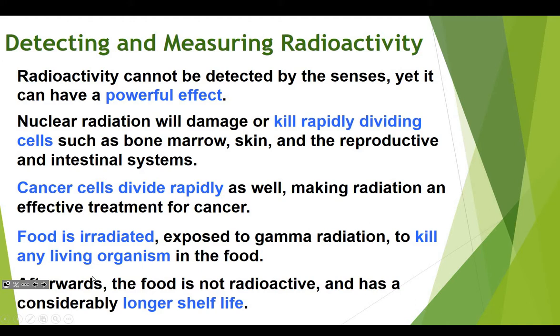Food is, I cannot say that word right now, irradiated. Exposed to gamma radiation to kill off any living organism on it so that the food will last longer and will not be contaminated. Afterward, the food is not radioactive. That's what a lot of people think. It's radioactive. Oh my gosh, you're going to eat it and you're going to become the Hulk. That doesn't happen. It just gives it a longer shelf life. So like we were talking about, Gosner milk that can be left on the shelf. That's one of the things that could be irradiated.